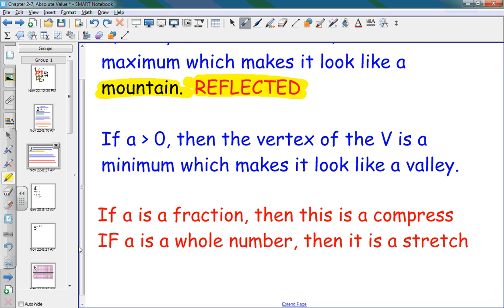But we need to go a little bit further than that. Okay? If it's a fraction, we talked about this already, that means it's going to be compressed. Right? Compressed. And if it is a whole number larger than 1, I'm going to have a stretch. We all understand that. Okay, well that's all excellent.